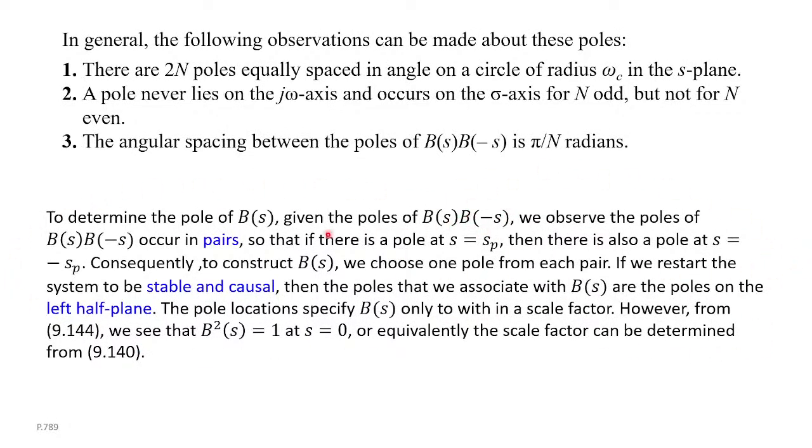But anyway, for the poles of B of S times B of minus S, whatever function B of S it is, we see that the poles must occur in pairs, right? Because this thing is symmetric when you take S to negative S. So whenever you have a pole at S, then it must also have a pole at negative S, right? Because if B of S has a pole at SP, then B of negative S has a pole at negative SP, right?